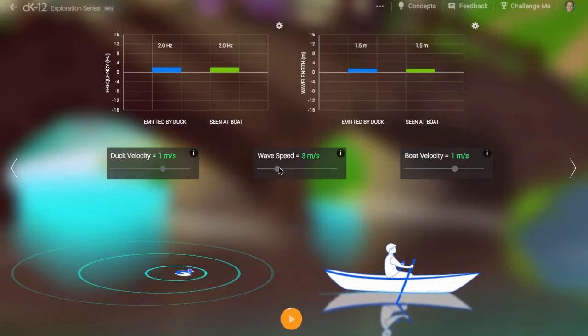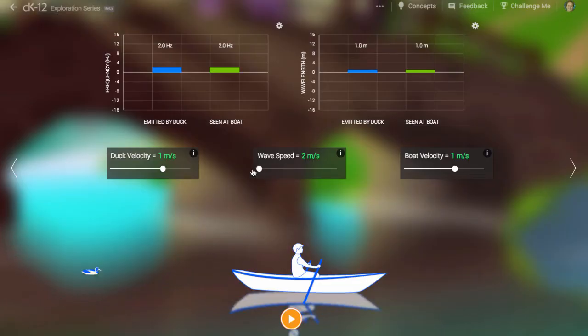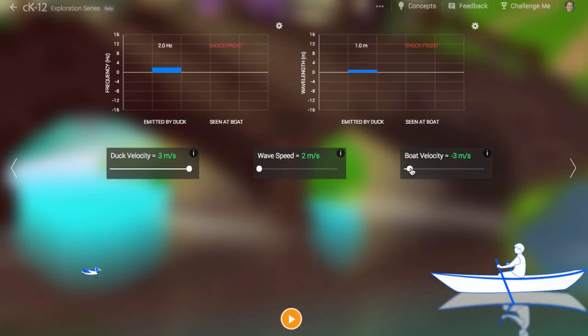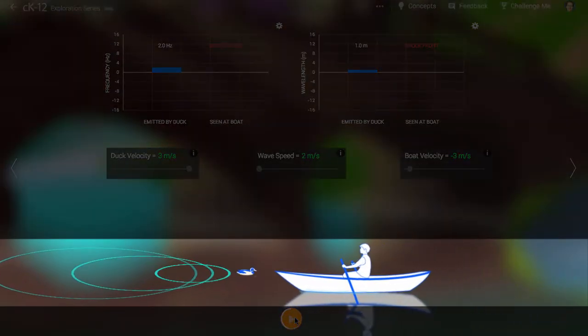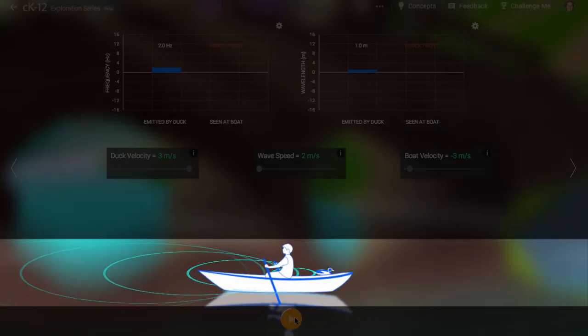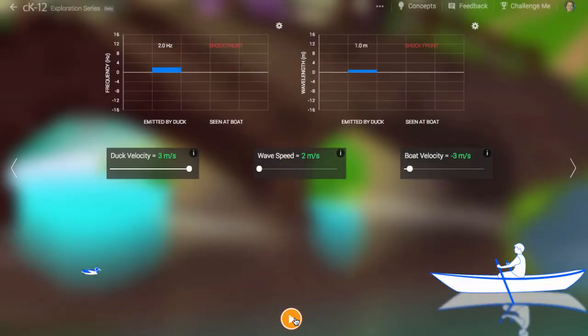If the duck exceeds the wave speed, a shock front is formed in the shape of a V. This is similar to what happens when a jet plane exceeds the speed of sound in air and a sonic boom is created. A shock front is a complicated phenomenon, worthy of future study, and is not easily described by a frequency or wavelength.